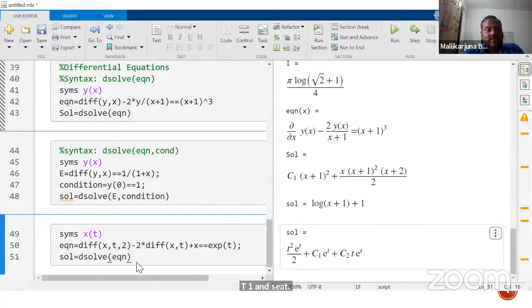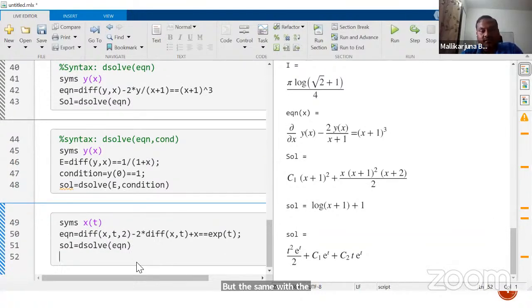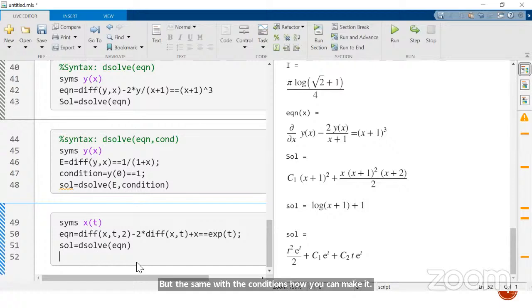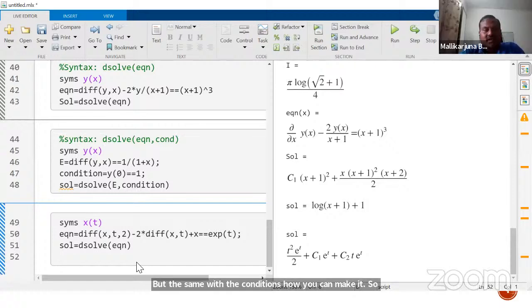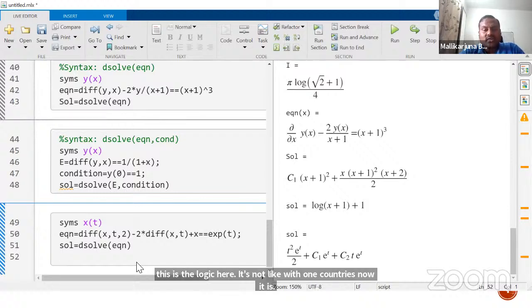But the same with conditions, how you can make it. So this is the logic here. It's not like with one condition how it is. Condition, derivative condition, how you can incorporate in this code.